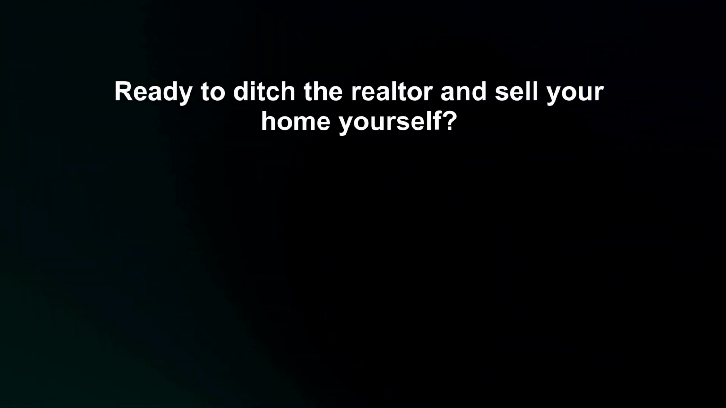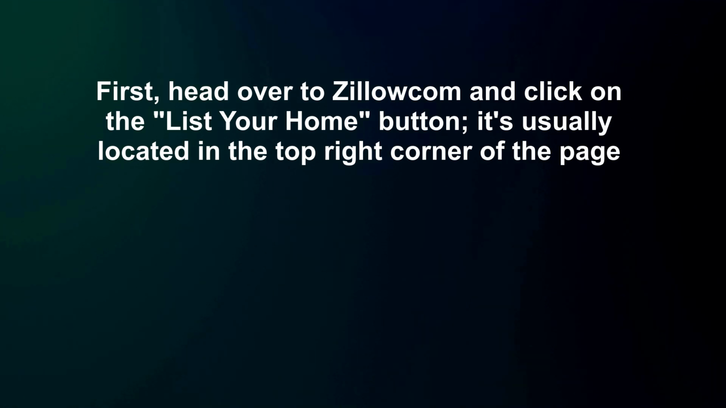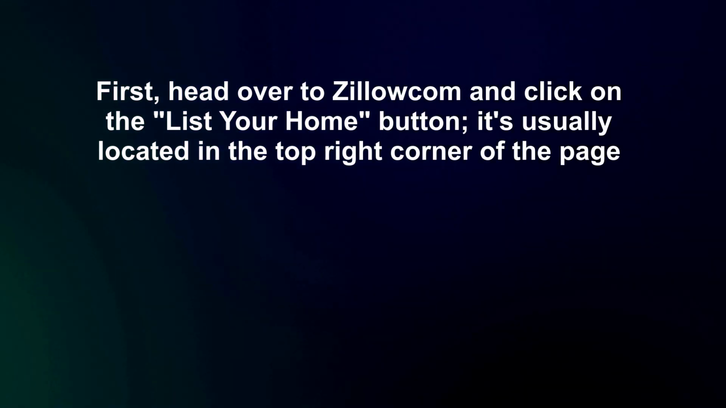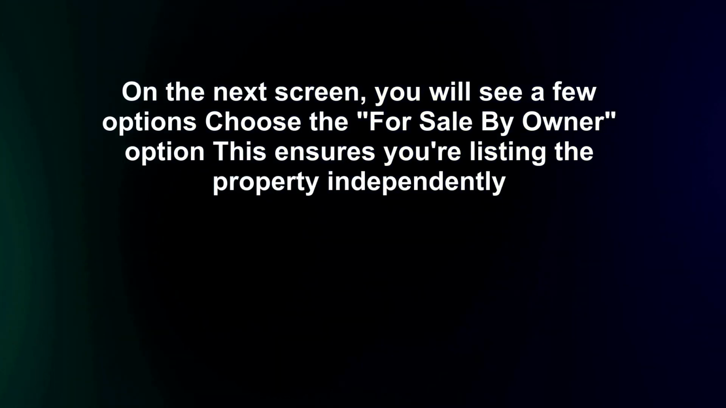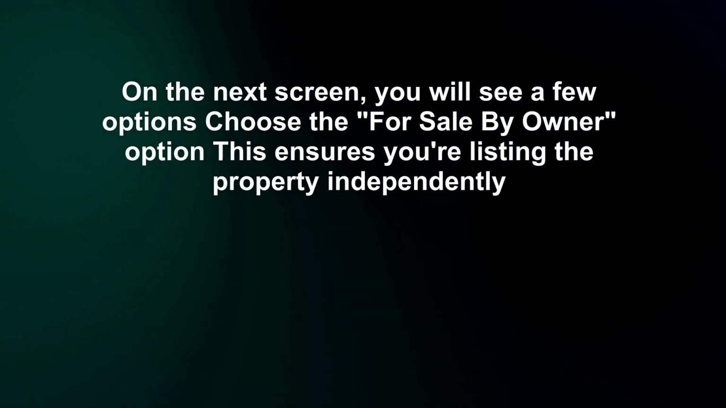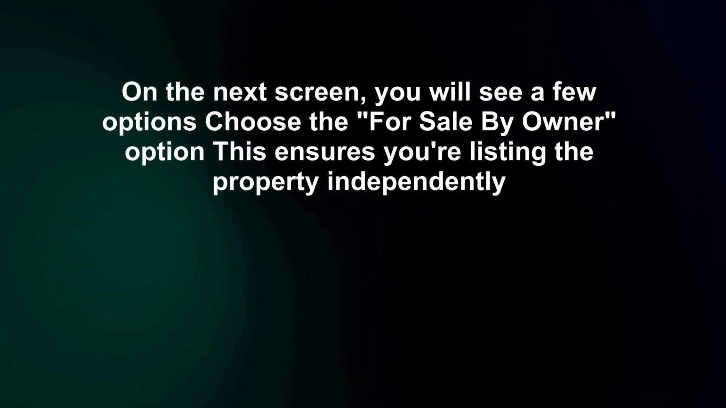Ready to ditch the realtor and sell your home yourself? First, head over to Zillow.com and click on the List Your Home button. It's usually located in the top right corner of the page. On the next screen, you will see a few options. Choose the For Sale by Owner option. This ensures you're listing the property independently.